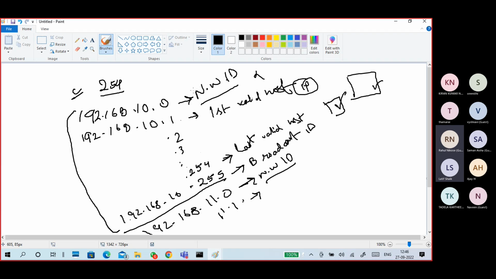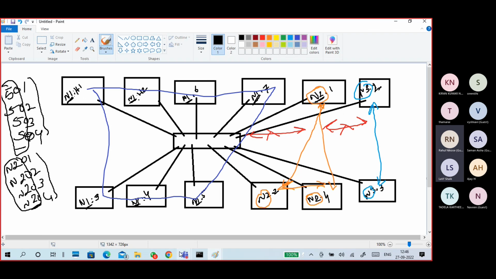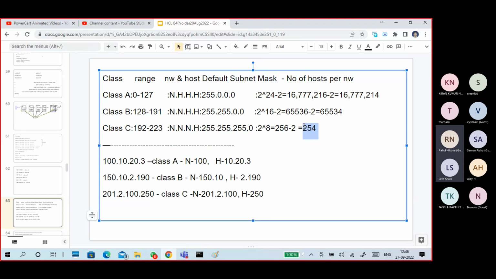And here, if you see the network ID and broadcast ID, we cannot assign them to anyone. Broadcast ID and network ID, we can't assign to any PC. We can assign from 1 to 254. That is the range it is showing, 1 to 254. That's why it is minus 2: network ID and broadcast ID we can't assign to hosts.